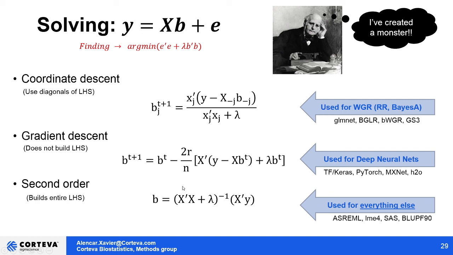Second order methods involve the preconditioning, or the Hessian, as they say, which would be basically building the entire left-hand side of the equation. The great advantage of doing the second order is that it's not an iterative method, meaning you solve this equation, you get the final beta that minimizes this loss function. And that's how most software and general packages are implemented. So ASReml, LME4, SAS, BLUPF90. They usually are based on this framework. But it does require building the whole left-hand side of the equation, which is this side here, X prime X plus lambda.